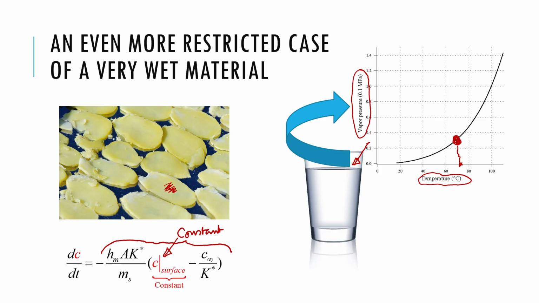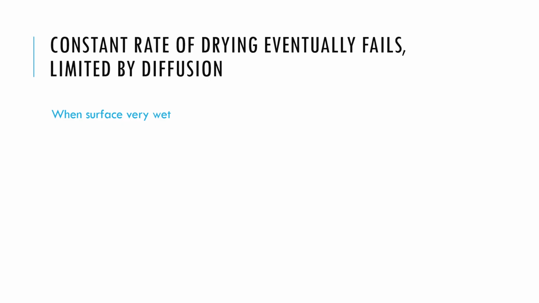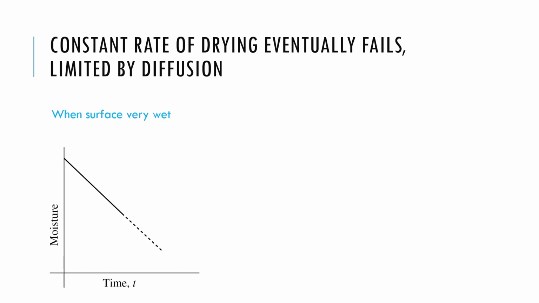So is this lumped parameter model for constant rate of drying an empirical model? Not really. It is mechanistic, but it is applicable under a very restricted set of conditions. Now, if we plot the solution to the equation in the previous slide, it's going to look like this. Moisture dropping linearly with time during the drying process.